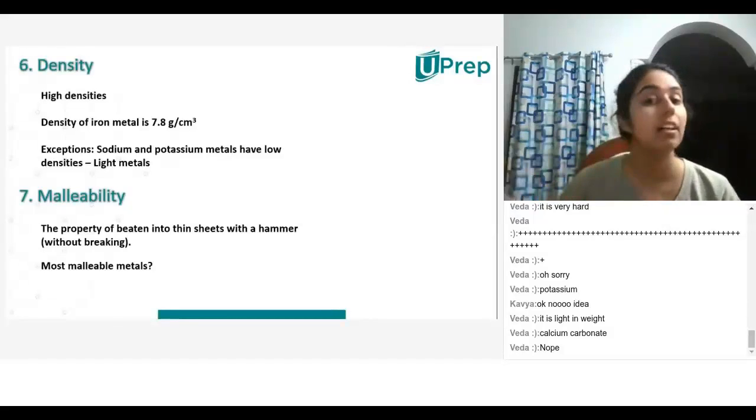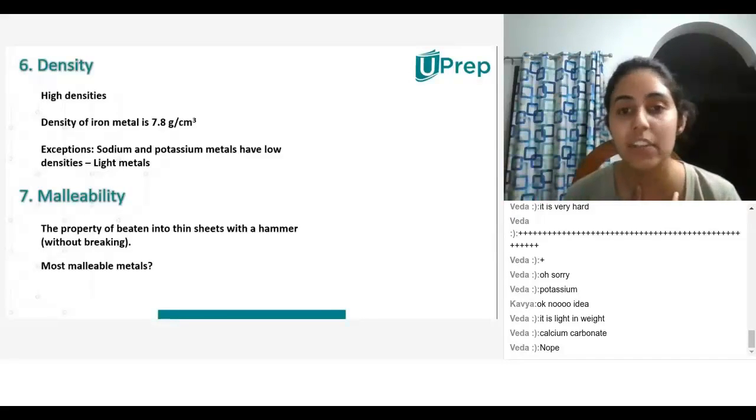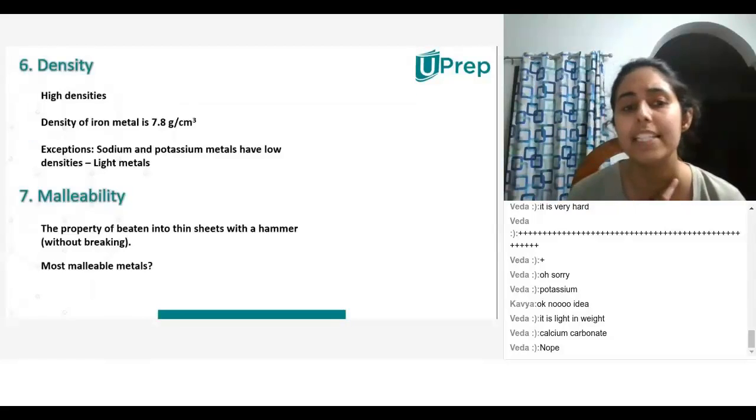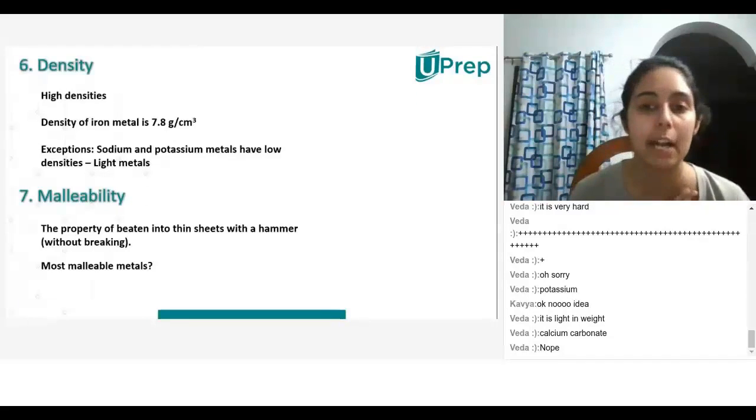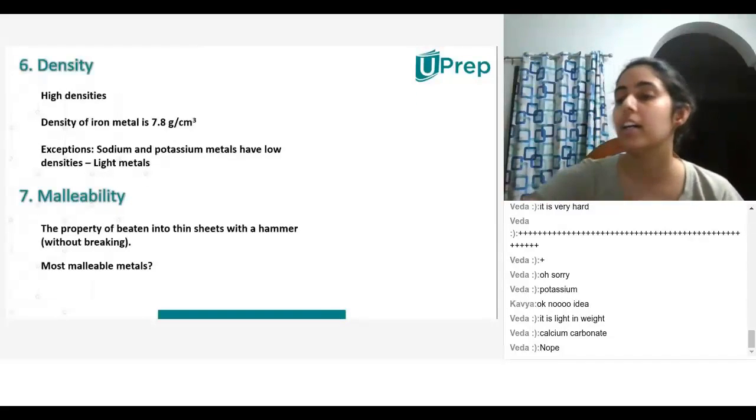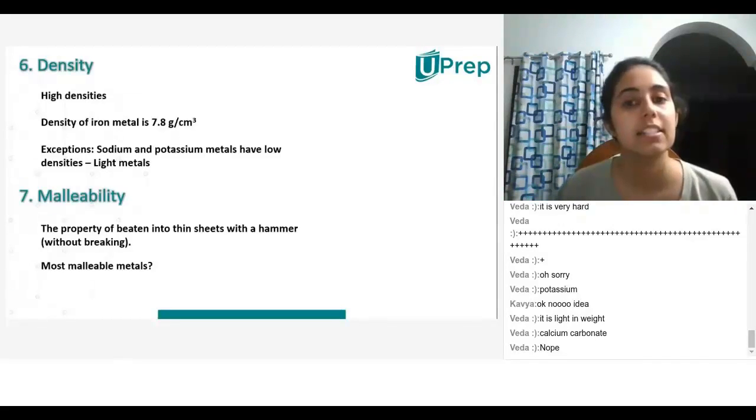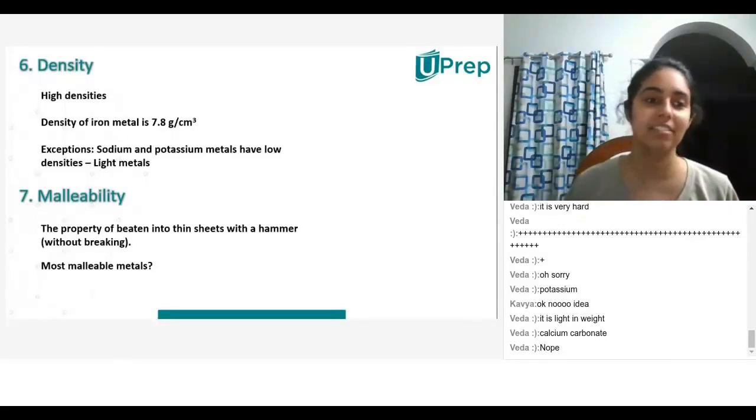Okay, density. Metals have really high density, we know that. The density of iron is 7.8 grams per centimeter cube. Can somebody tell me what the density of water is in terms of grams per centimeter cube? Density of water, anybody?